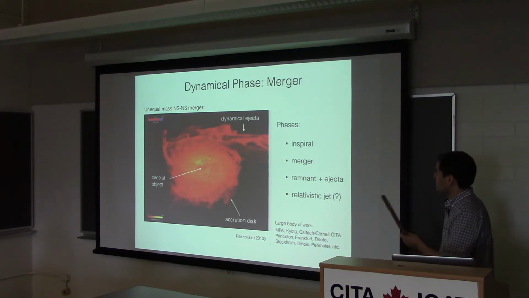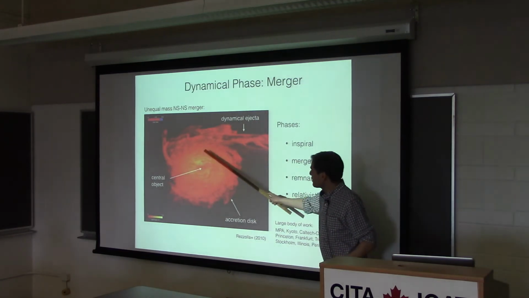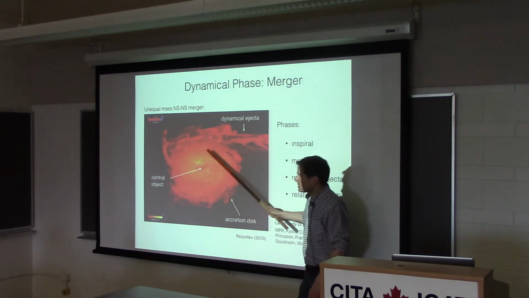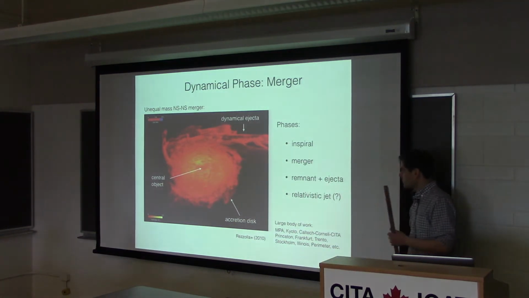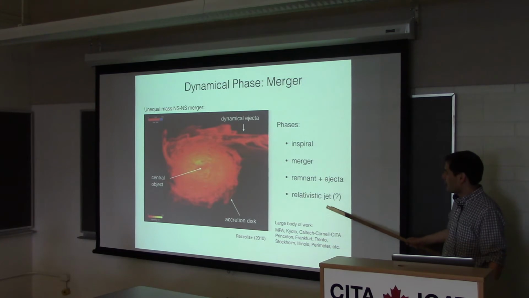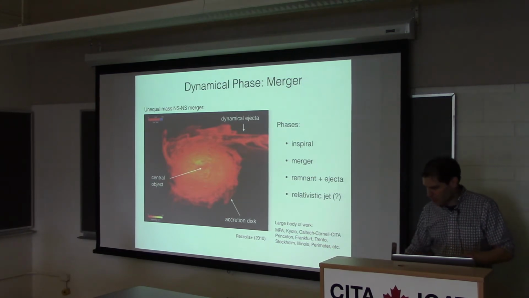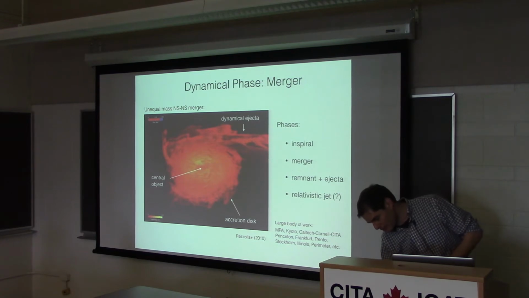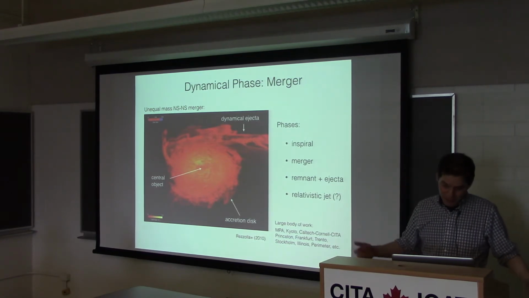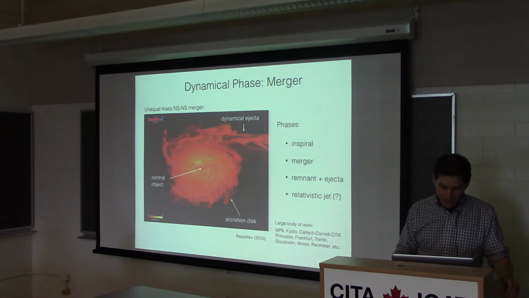And just for the sake of explanation, this is what we call the dynamical ejecta. This is the central object, that in this case is a black hole, and this is the accretion disk formed in the merger. And of course, we expect that in some cases, maybe all, we don't know yet, a relativistic jet should also come out of here. But that's also work in progress that we expect, hopefully, to answer in the next 5 to 10 years if we're lucky with our simulations.